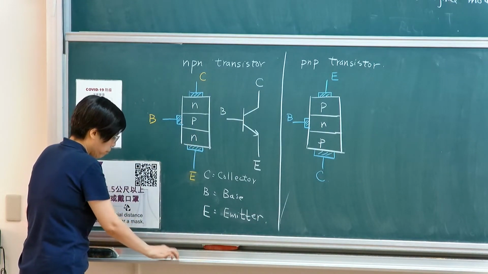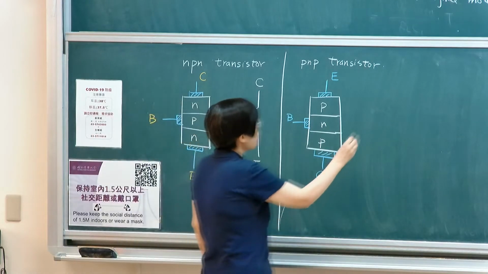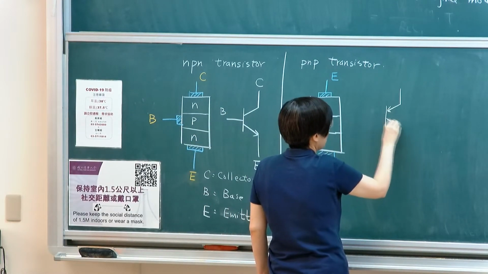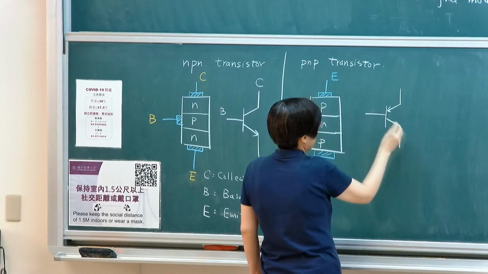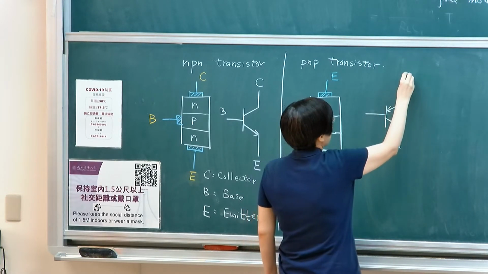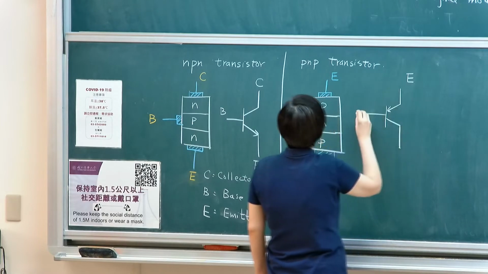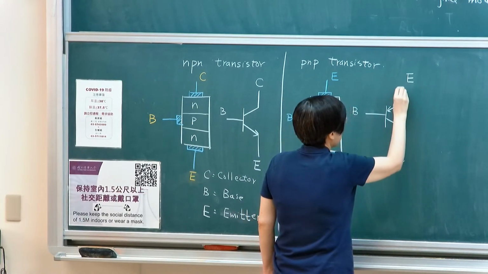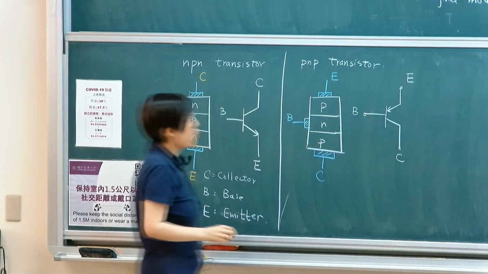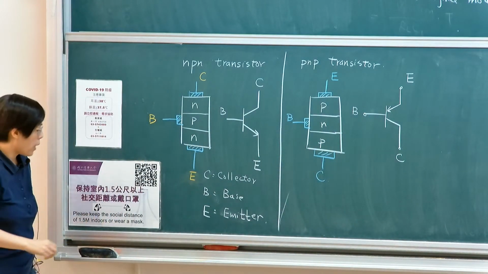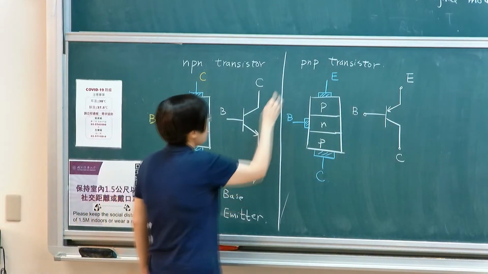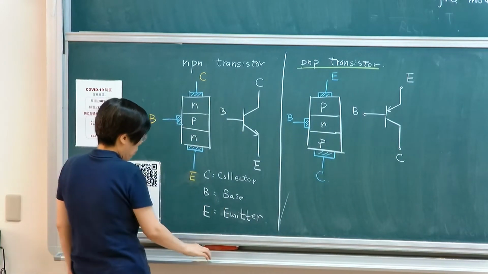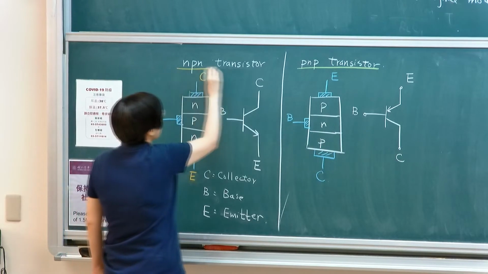Okay? So the circuit symbol will look something like this. Okay? So this will be my emitter, base, and collector. That will be the circuit symbol for a PNP transistor. This is for PNP. The left is for NPN. Okay?